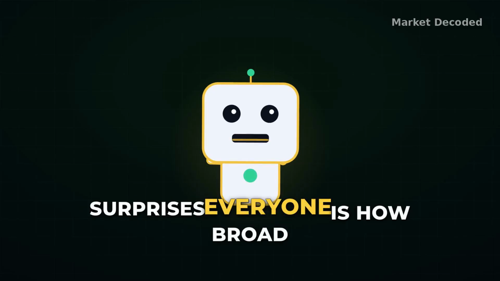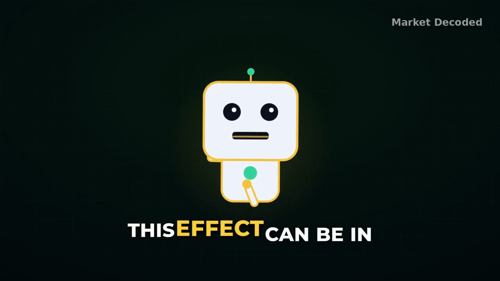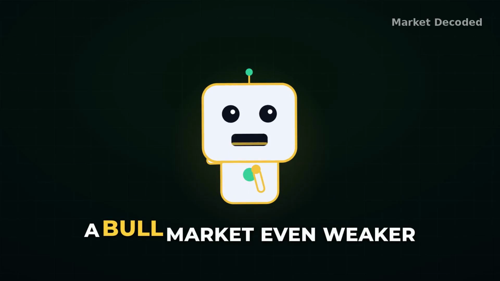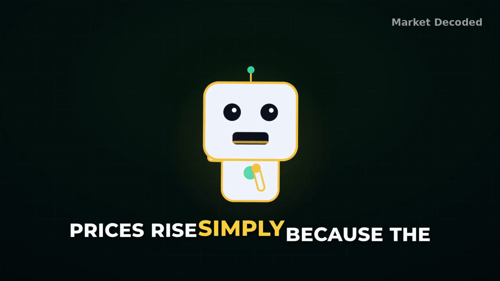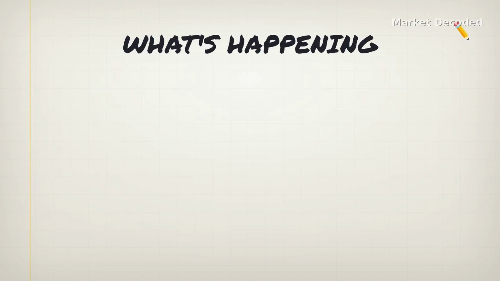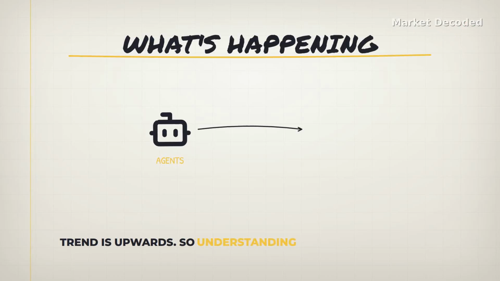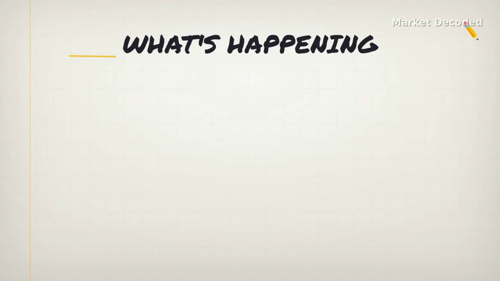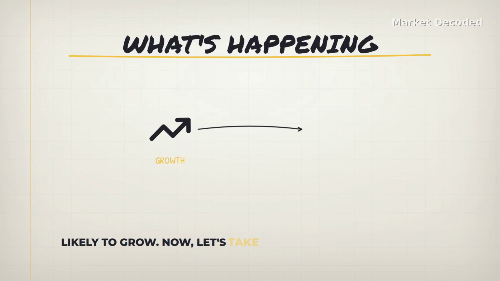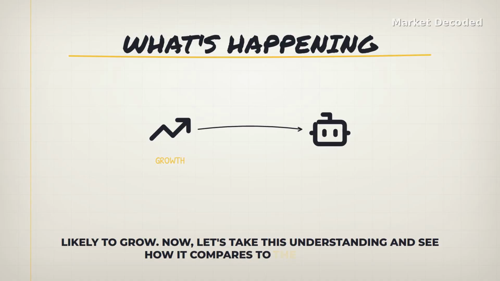The third aspect that surprises everyone is how broad this effect can be. In a bull market, even weaker companies can see their stock prices rise, simply because the overall trend is upwards. So, understanding bull markets is about recognizing these underlying drivers and how they create an environment where investments are more likely to grow. Now, let's take this understanding and see how it compares to the opposite scenario, the bear market.